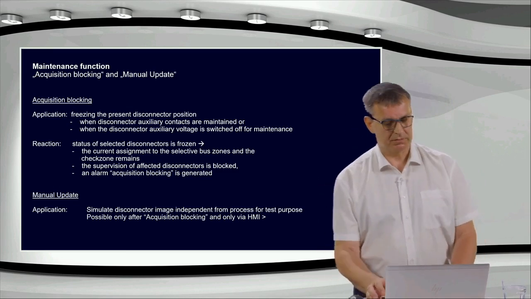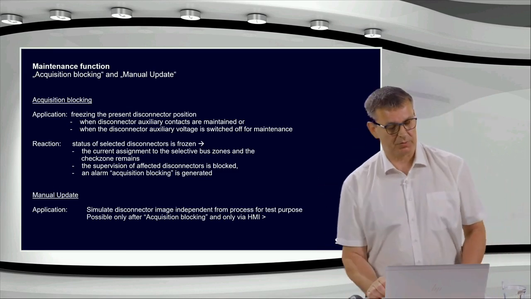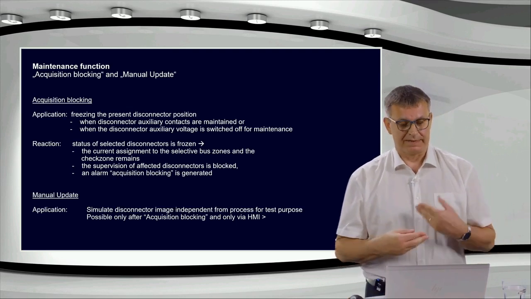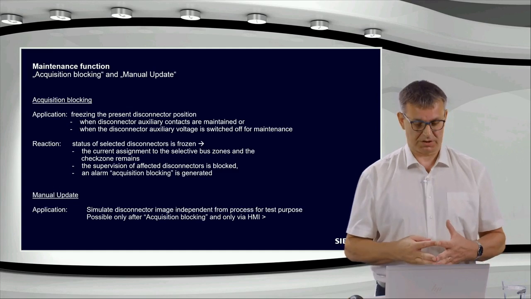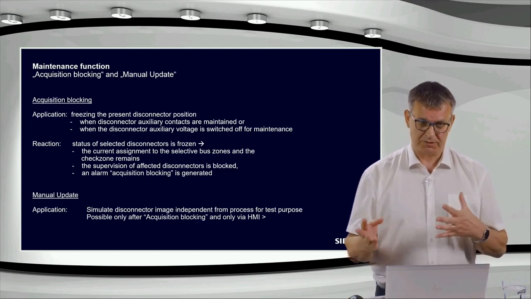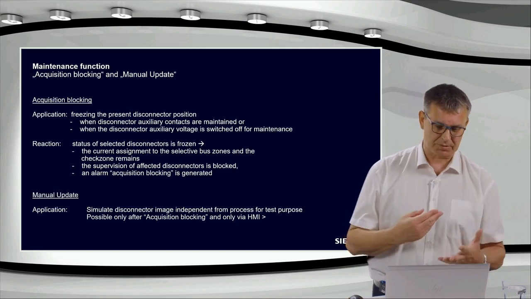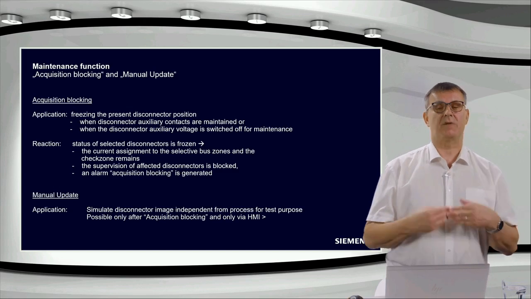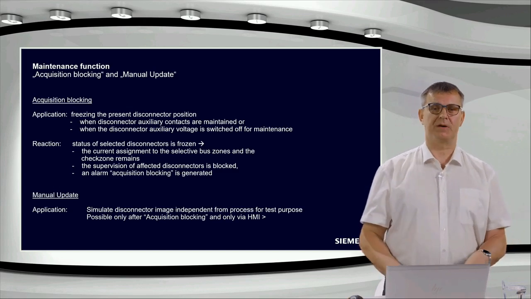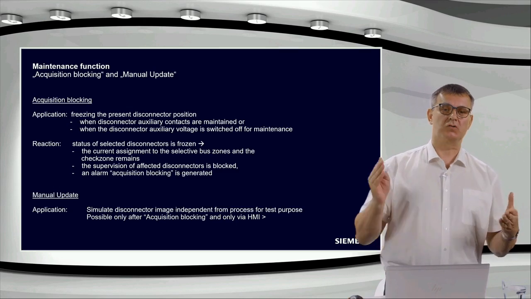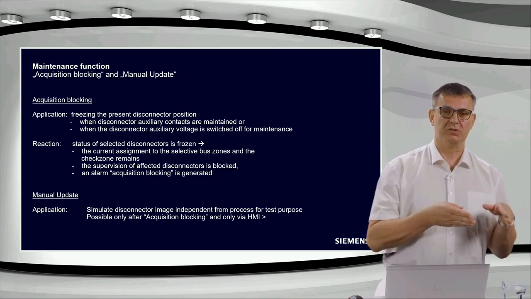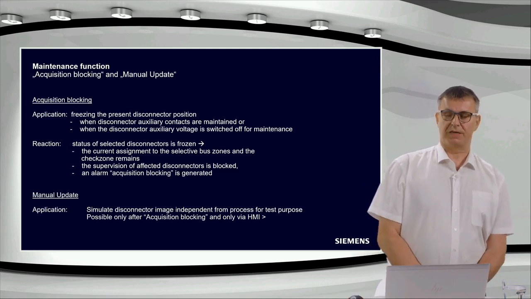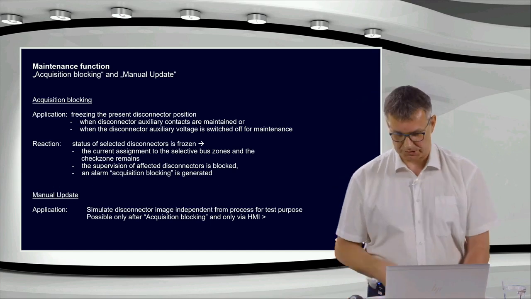After acquisition blocking, and only after acquisition blocking, you can make a manual update, so you can simulate a disconnector image different from the primary, maybe for testing purposes or anything else. This is only possible via HMI, but of course, if you think about our web browser, you can go via the web browser to the HMI of the device, and then you can also make a manual update of the disconnector positions.